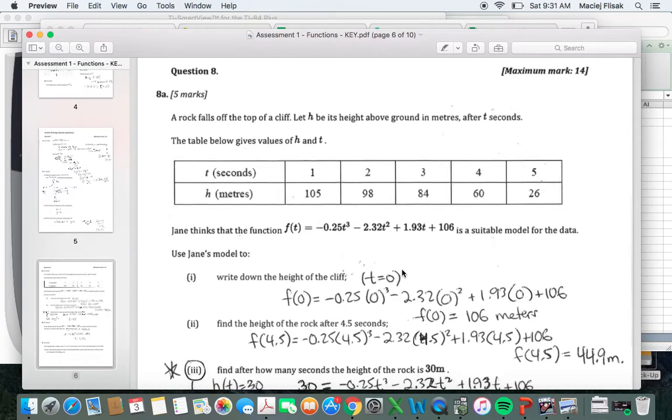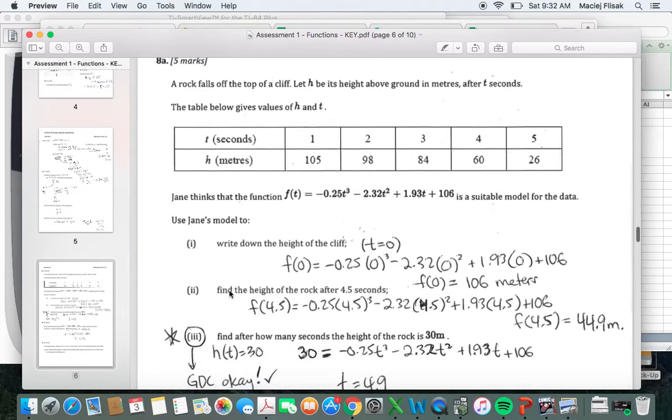So at time zero, if we put t equals zero in there, then hopefully that will help us find out what's happening at the beginning. If I plug that in, well, you don't even need a calculator. This is zero, this times zero as well, this is zero. So all these are just gone and you're left with 106. So 106 meters must be the height of the cliff, because that is where the rock was in the beginning when no time had passed. So that's the first one.